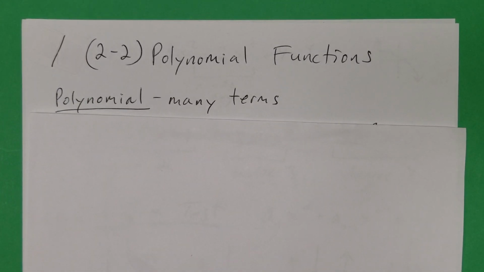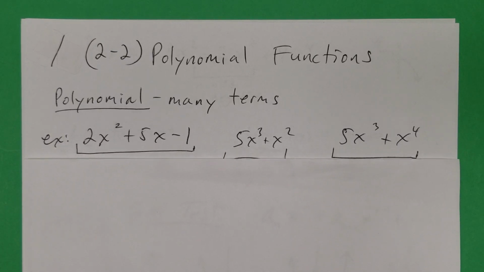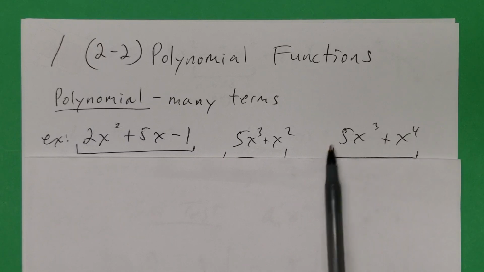What does polynomial mean? It just means many terms, okay? We've already seen polynomial functions, but now we want to look at them a little closer. So here are some examples of polynomials, right? There's many terms here, there's many terms here, there's many terms here, okay? More than one. By many, we mean more than one.